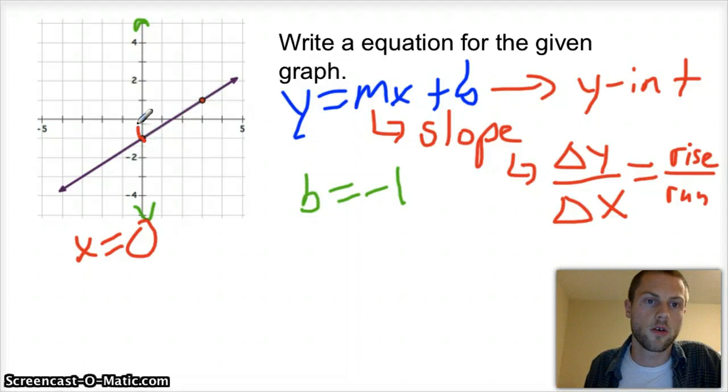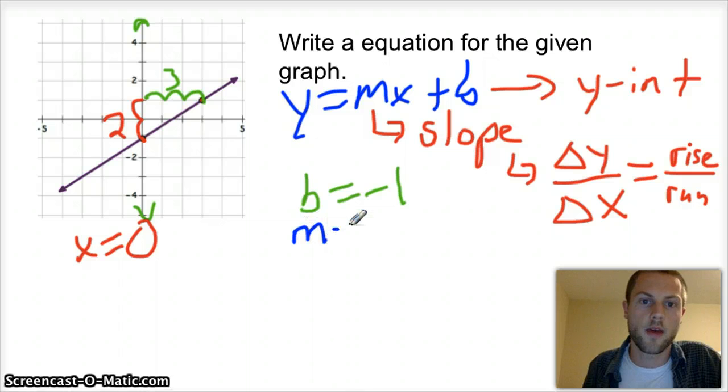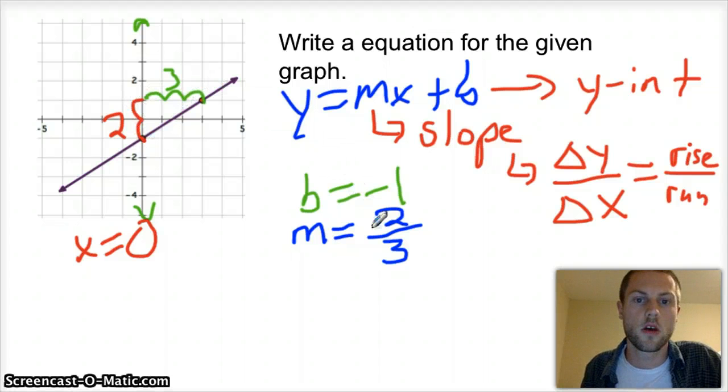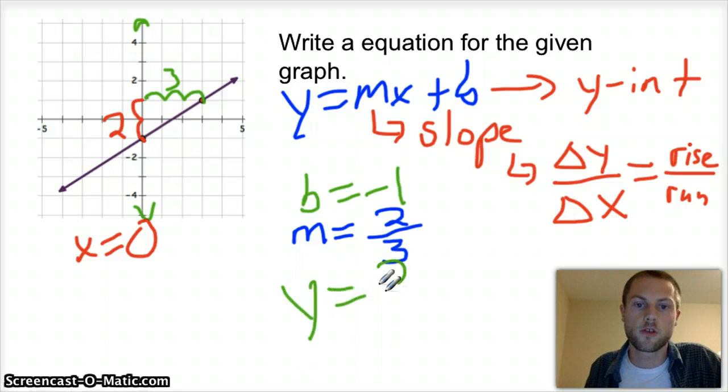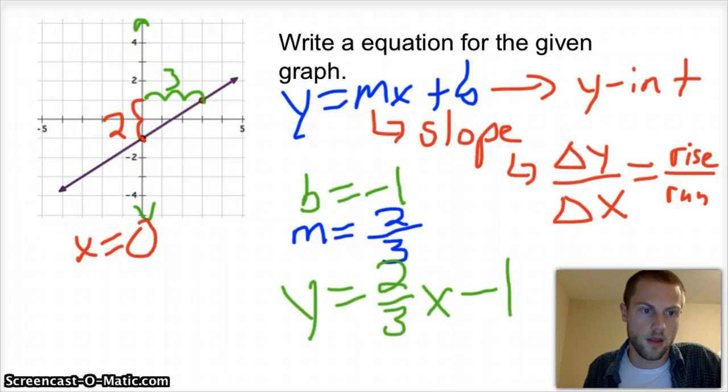So I've got 1, 2 is my rise, and my run is 1, 2, 3. So that means that my slope, my m, is going to equal 2 over 3. I went up 2 and to the right 3. Those are both positive movements, so this is going to be a positive 2 over 3. Put it all together and you're going to get an equation: y equals 2/3 x minus 1. And there you have it.